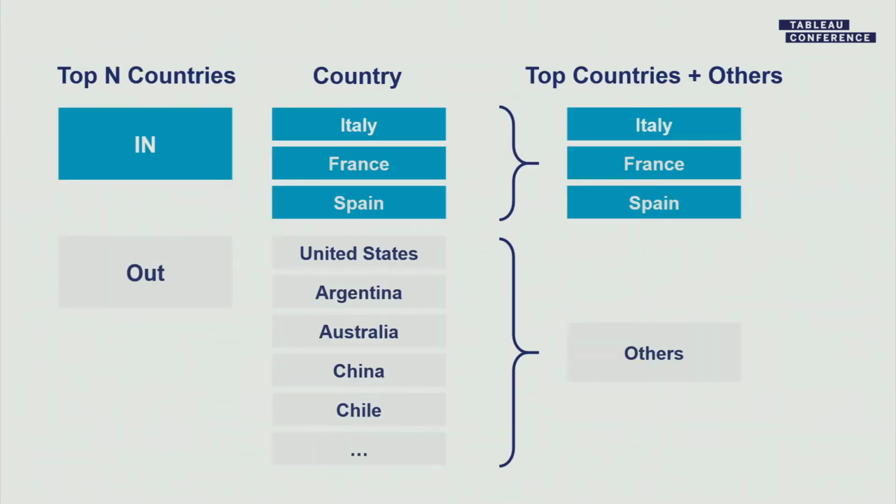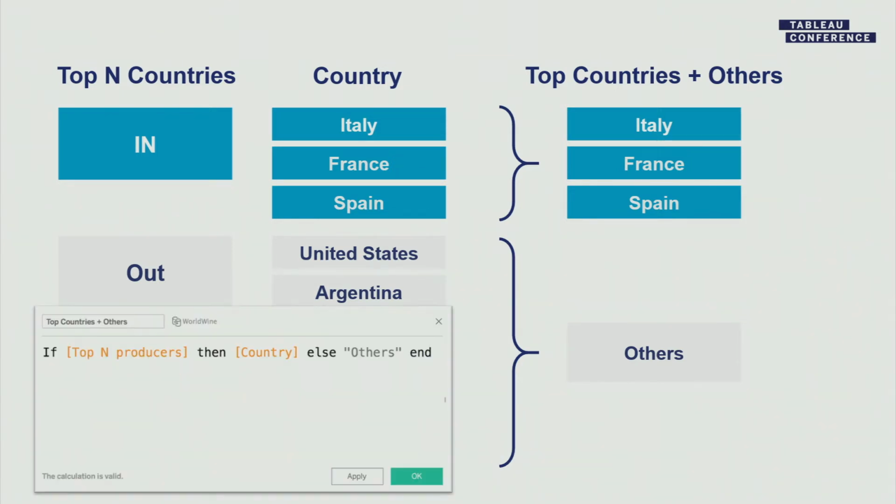So in our example, in the viz we're just seeing, we want to effectively return the country value for all members in my set and the string other for all countries out of my set. So we want to somehow use that set in calculation and tell Tableau, if a country is in my top n producers, then give me that country's value. Else, return other.